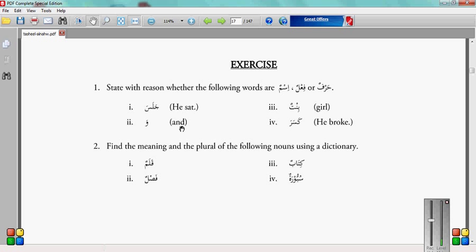Wa, and, is a particle. It's a harf. Okay? Because you need another word to really understand what wa is talking about. Bintun is a girl. Notice the tanween and the lack of al. Kasara, notice no al, no tanween. He broke, an action in the past tense.